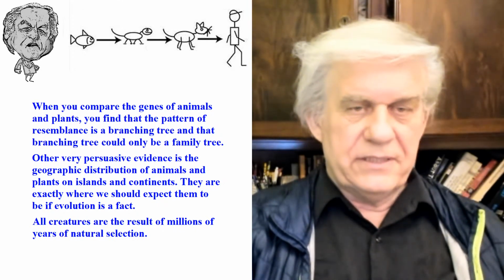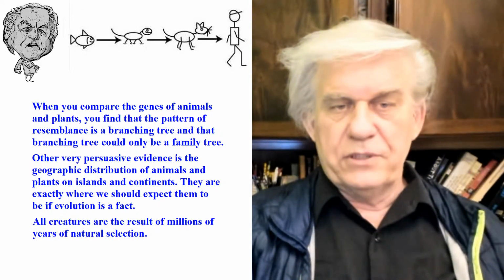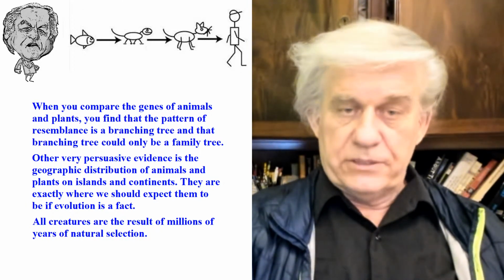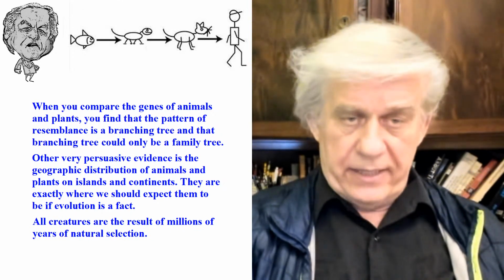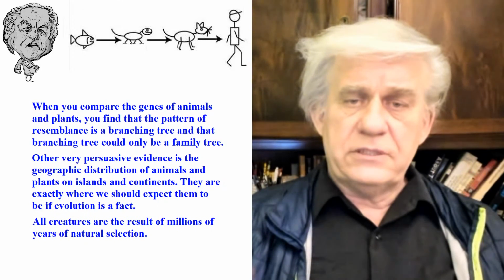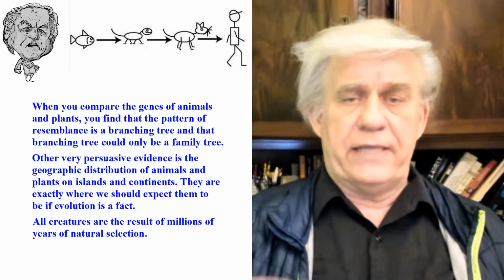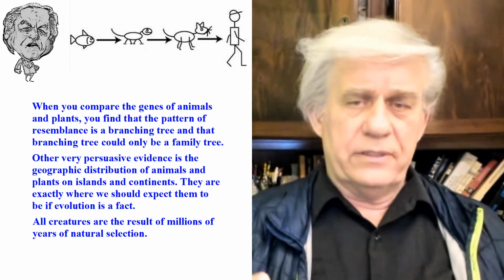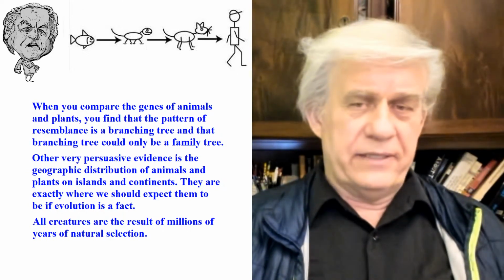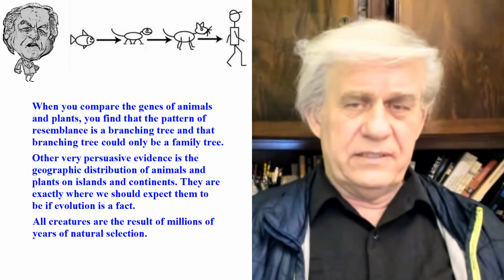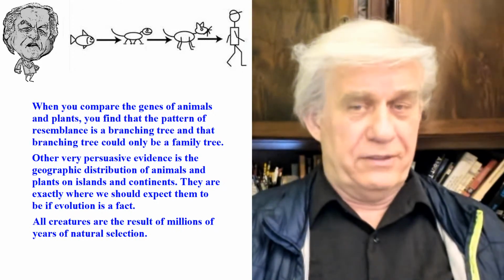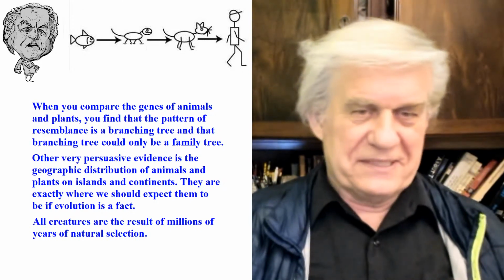Okay? See, it says, more evidence again, when you compare the genes of animals and plants, you find that the pattern of resemblance is a branching tree, and that branching tree could only be a family tree. Okay, this is an explanation. If you explain it like that, no problem. Don't bring your fact, your belief, your shoving it down my throat kind of thing. Just tell the theory, your explanation, and we'll consider it. The jury will consider it, okay?